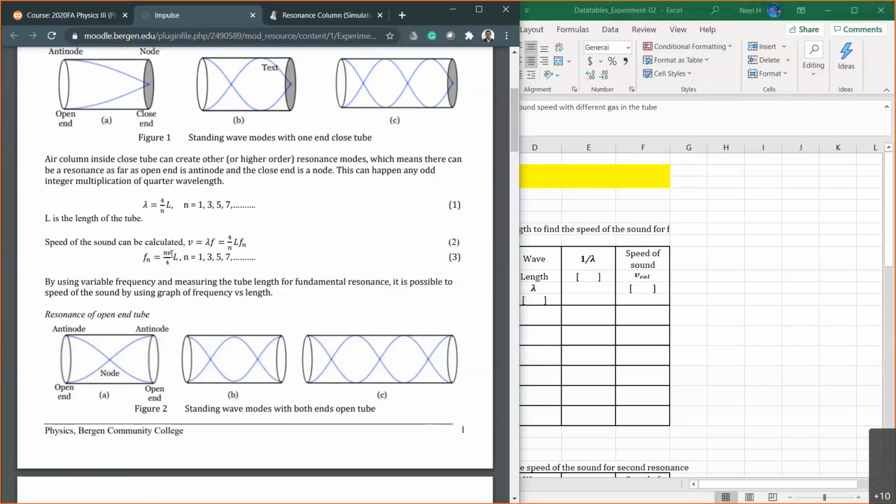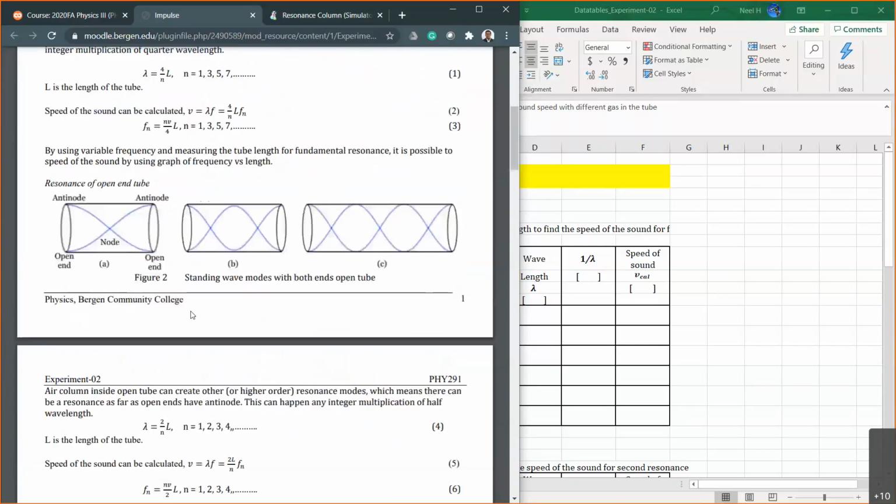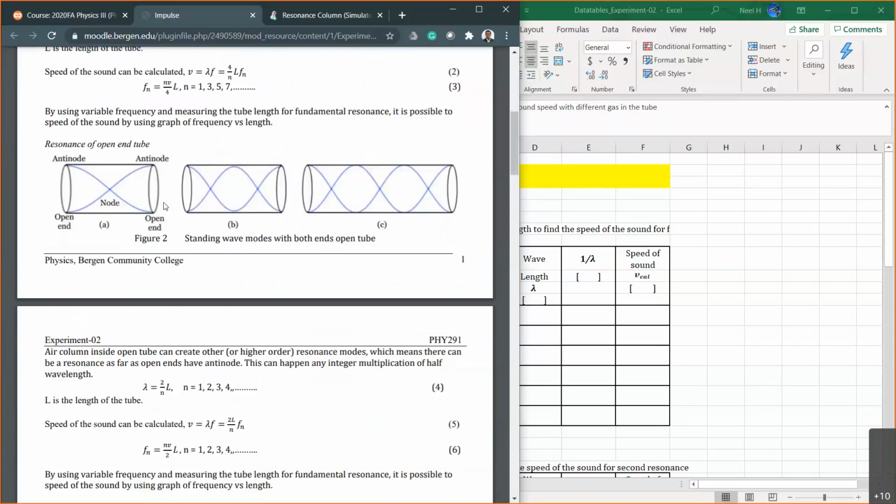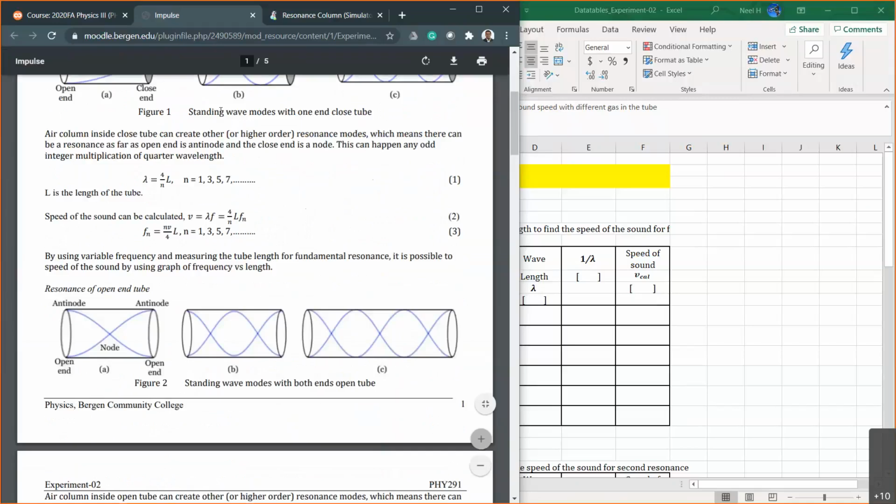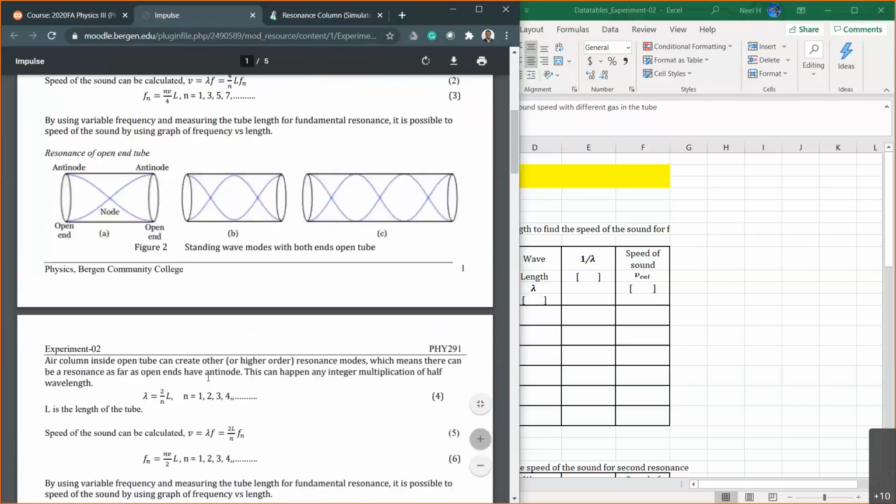Okay, then let's continue and start the experiment. This is actually the open tube, the next part. Both ends are open, but unfortunately the simulator can't do this part. But if we do this lab in a class setting, we have a setup. We can do both the open tube and the closed tube.